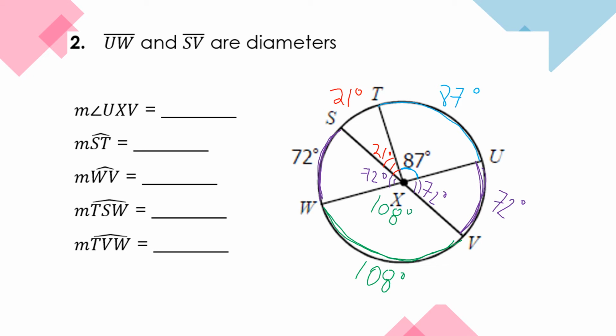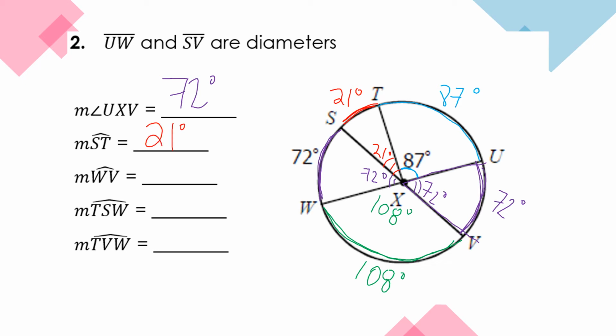So now let's see what they're asking us to find. The first thing, angle UXV. UXV starts at U, goes to X, and goes to V. That was the vertical angle. That is 72 degrees. And now let's look at our arcs. S to T. That's just directly from S to T. It's got to be a minor arc. That is right here. We already figured that out. That's 21 degrees.